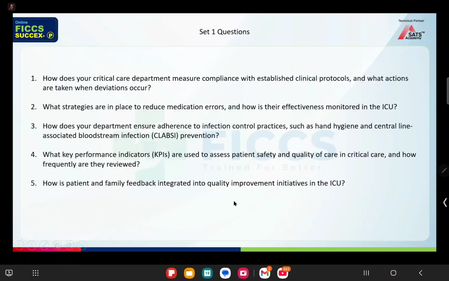Ma'am, medication error rate, like on number. Reintubation rate. Number of readmissions to ICU.